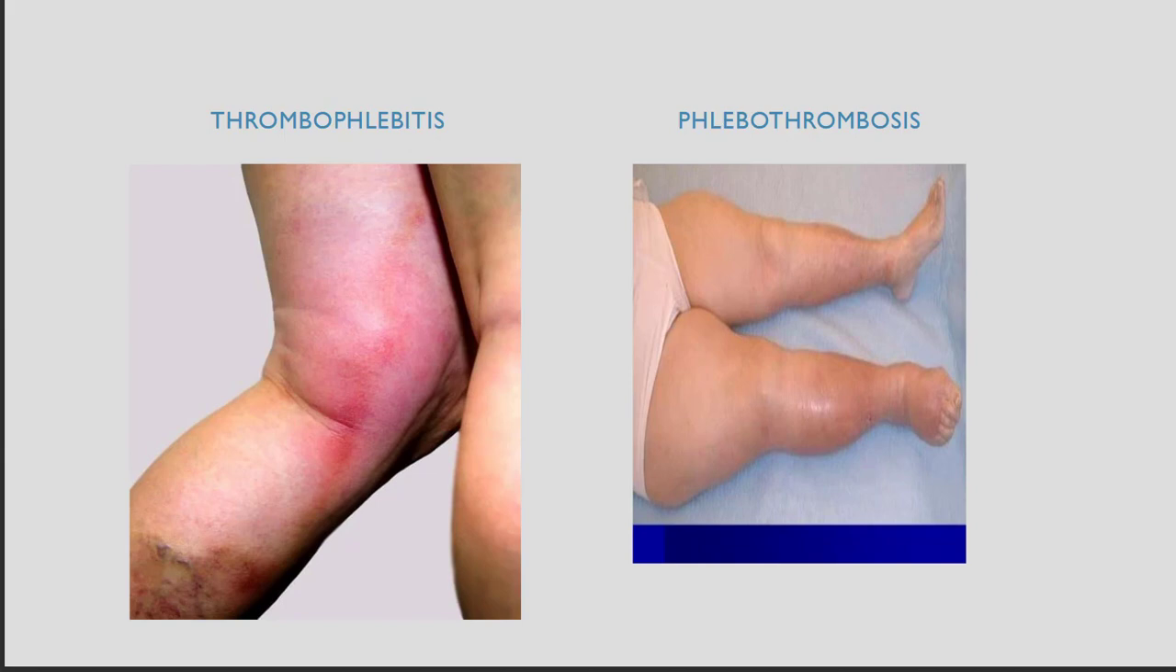Phlebothrombosis indicates the development of a blood clot in the vein without the presence of phlebitis. This type of condition places the patient at a greater risk of embolism because the clot is typically unstable and the symptoms associated with phlebitis that would normally indicate that there was a problem are absent. The difference between the two is obvious in the pictures provided here.